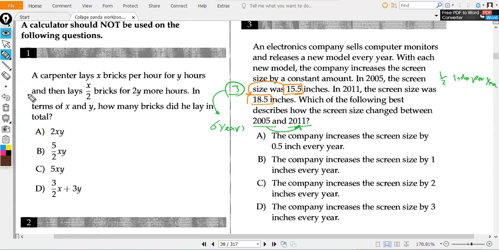So we can now read the choices and take the correct one. The company increases the screen size by 0.5, which is the same as half an inch every year. This is the first one. It is a correct choice. Got it? Again, we solved this question without using the rule. So sometimes an easy logic can help us to find the solutions or the right answers. Okay?